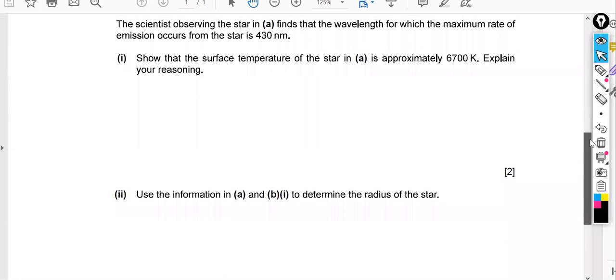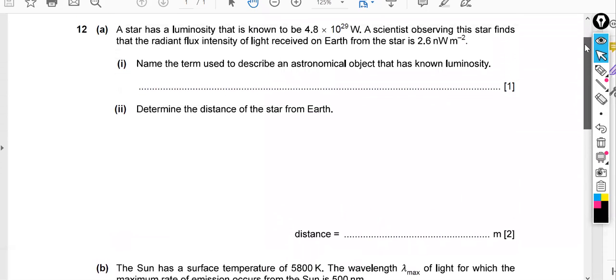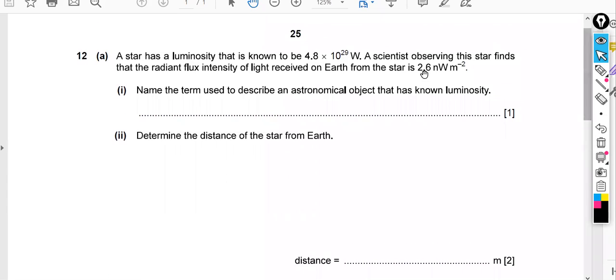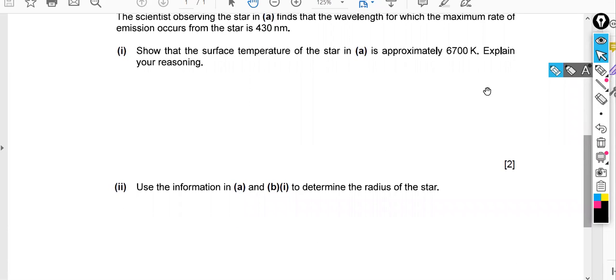And then finally, we're going to use the information in A and B1 to determine the radius of the star. So there's only certain information that's helpful in determining the radius of the star, and it is not the flux, but rather the luminosity. So that's the information in A that we want, 4.8 by 10 to the 29 watts. Okay, so keep that in mind.